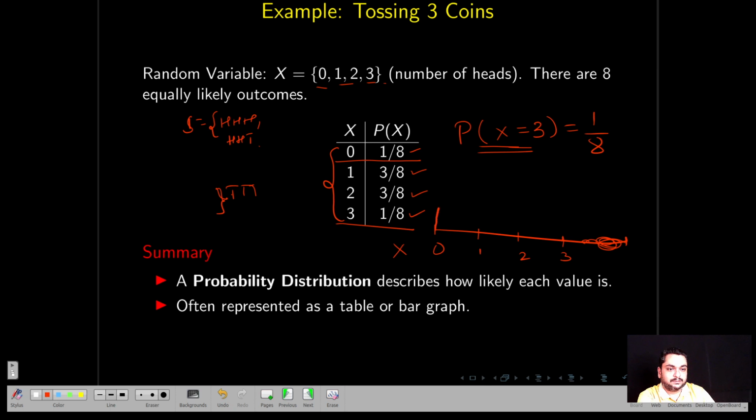So if I draw a bar graph, this is 1 by 8, next 3 by 8, next 3 by 8, next 1 by 8. So this is the probability distribution for this example. Each value of the random variable is assigned a certain probability. The probability is distributed among all these. If I add these, what will I get? You check it.